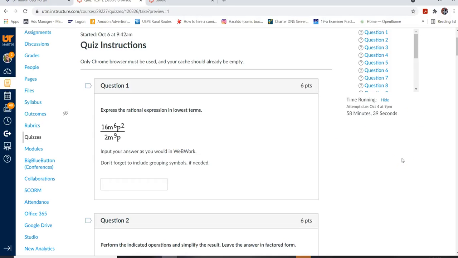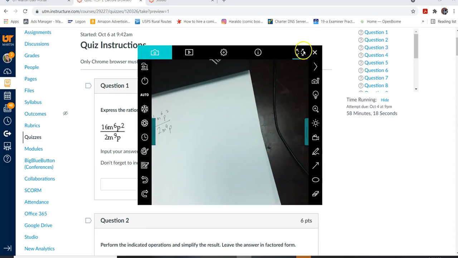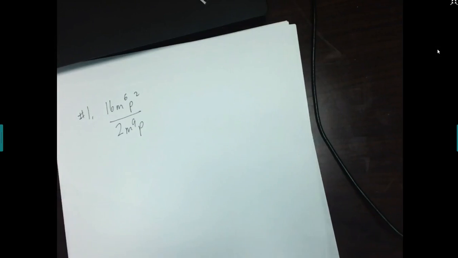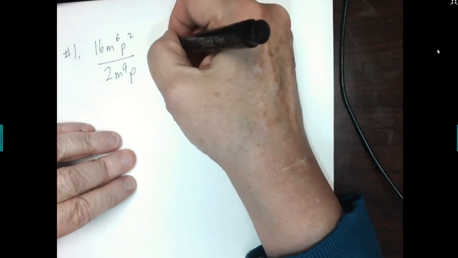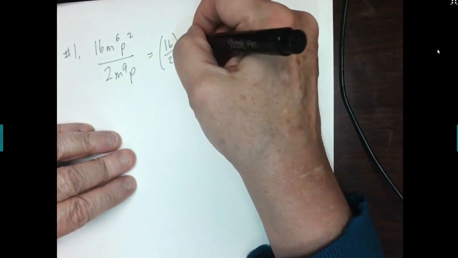Alright, this is going to be test 2. And so I'll be writing these down as we go. So the first one, we have to express the rational expression in lowest terms. Alright, so I want to express that in lowest terms. So the first thing I'm going to do is divide this up.